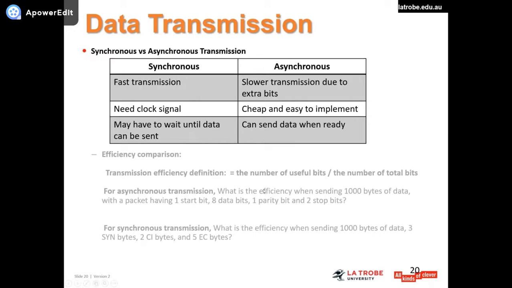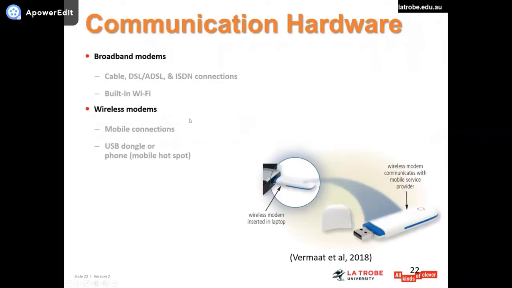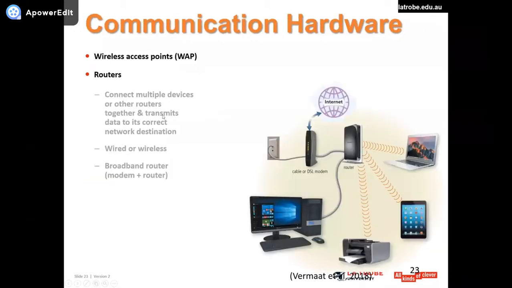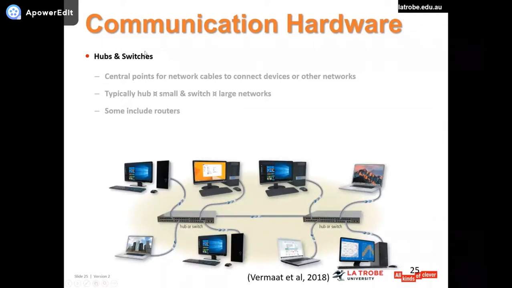Then is the data communication hardware. So you must understand what's the usage of these different communication hardware. For example, the wireless modem, the wireless access point, and the router. So why should we use router? So just need to understand the basic concept. You don't need to go into the details of each hardware. Same for the network cards as well, and the hubs and the switches, and what the difference between the hubs and switches. So that's an important concept.